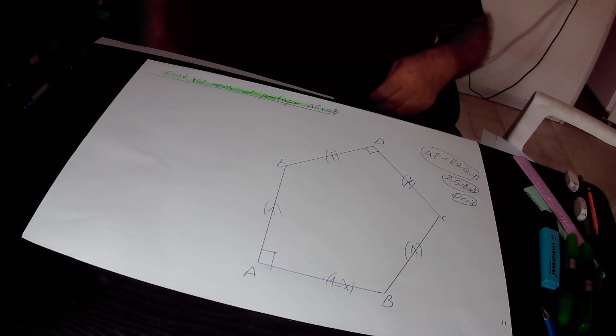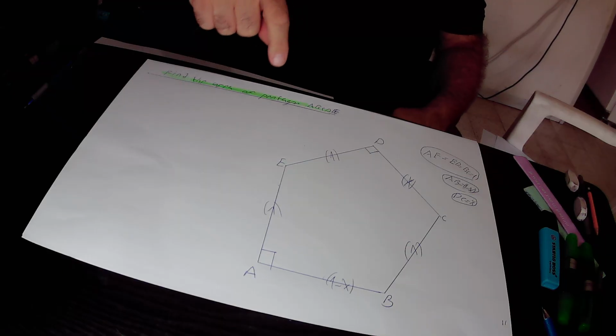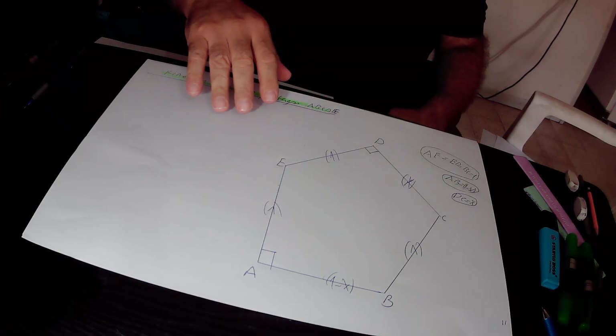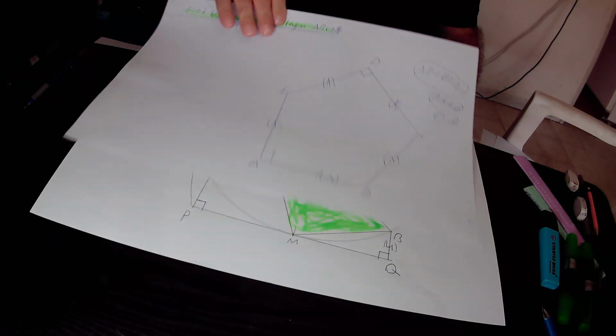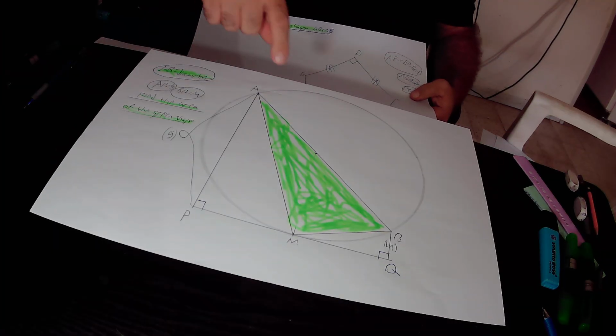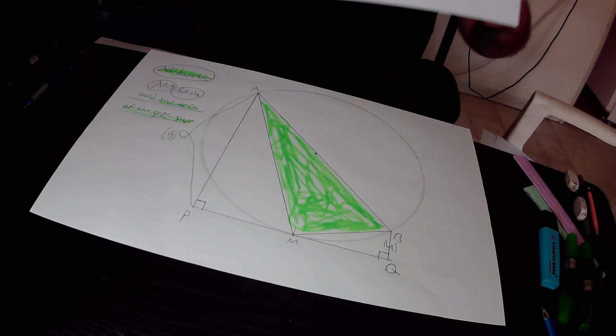Now in this lecture I'll answer two questions. In the first question we find out the area of this pentagon ABCDE, and in the second question we find out the area of this grid shape. So we start with the first question.